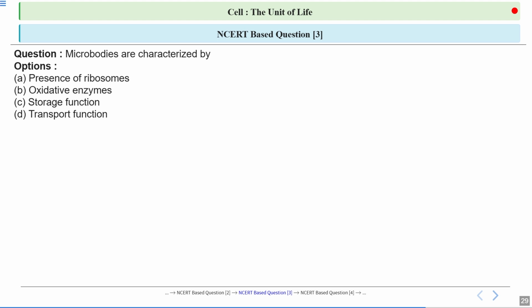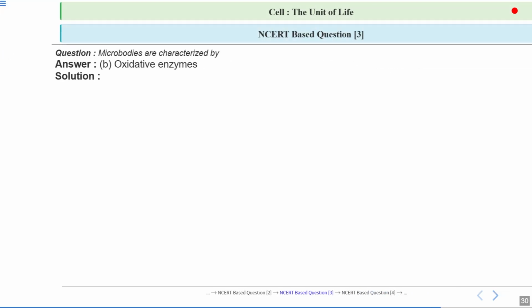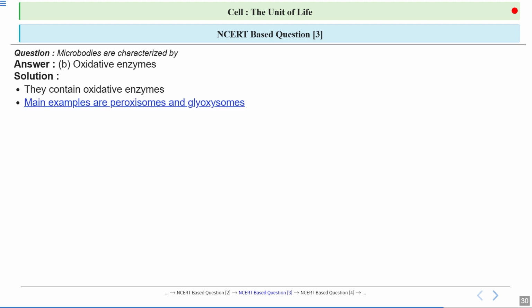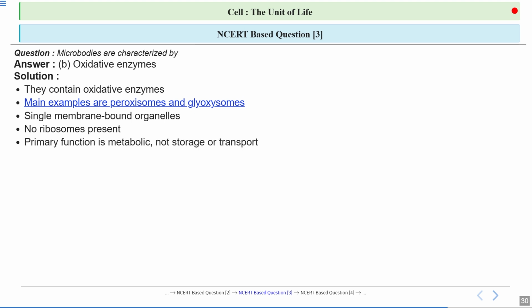So let's have a look at the answer. Okay, so the answer will be option B, and only B is the right answer. No other option is the correct answer. So they have oxidative enzymes. Examples of microbodies are peroxisomes and glyoxysomes. They are single membrane bound organelles. They don't consist of any ribosomes. So ribosomes are not present here. Ribosomes are associated with the endoplasmic reticulum.